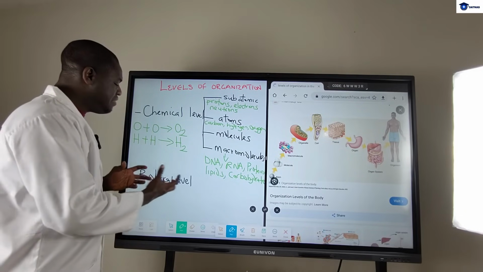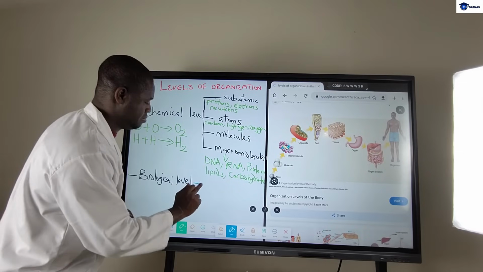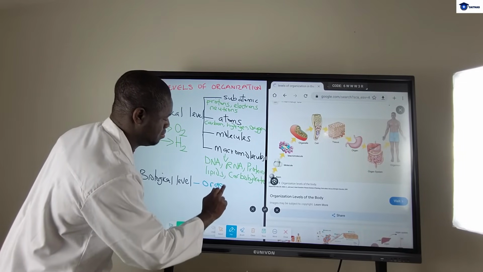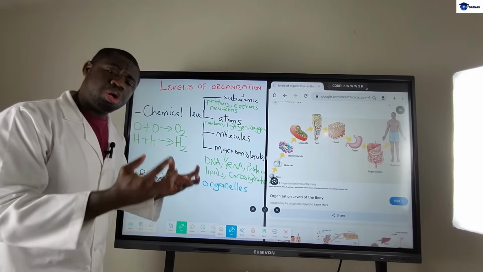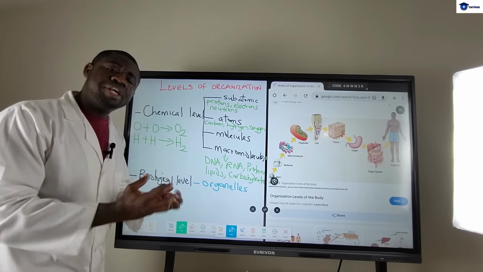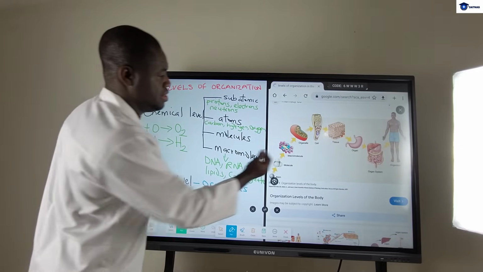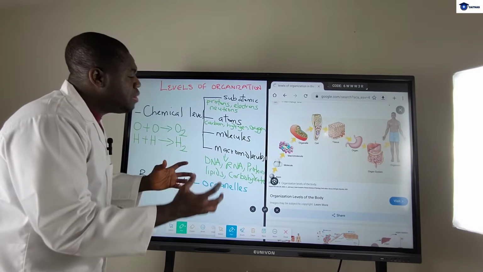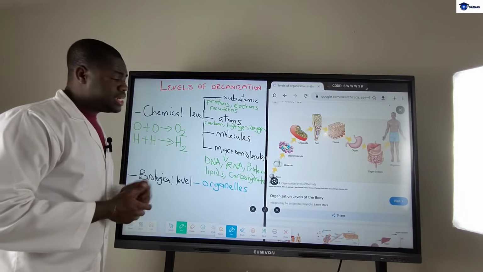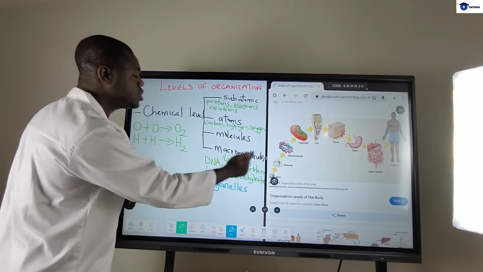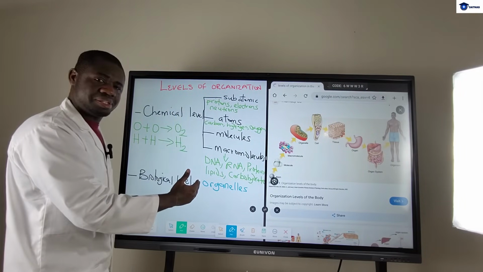The biological level starts when organelles begin to form. Organelles are structures, microscopic structures within the cell. These organelles are made up of two or more macromolecules. You can see how we are increasing in complexity.